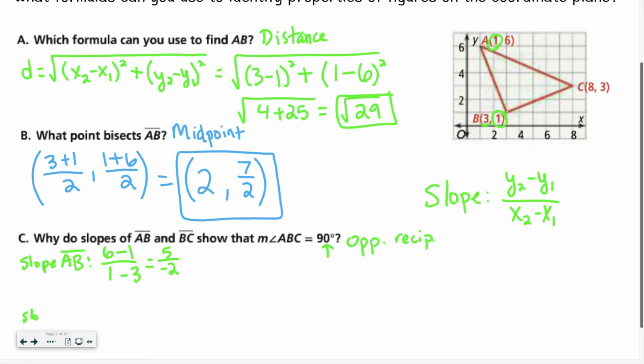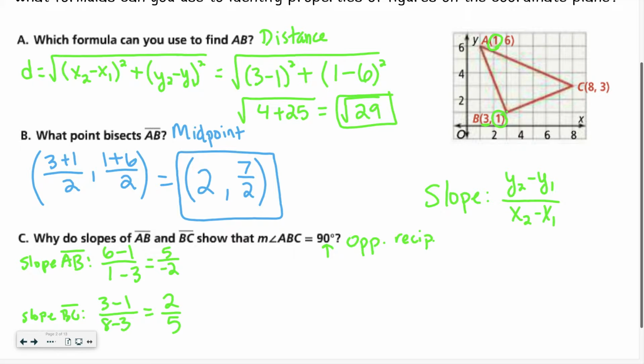Now the slope for BC, let's see. If I take the y value, I have a 3 minus 1 over 8 minus 3. So 3 minus 1 is 2. 8 minus 3 is 5. So are these opposite reciprocals? So remember, reciprocal means that you take a fraction and you flip it. So in this case, I started with 5 on top and 2 on bottom. And then for the next one, I had 2 on top and 5 on bottom. So they're reciprocals. And opposite just means one's positive, one's negative. In this case, they are.